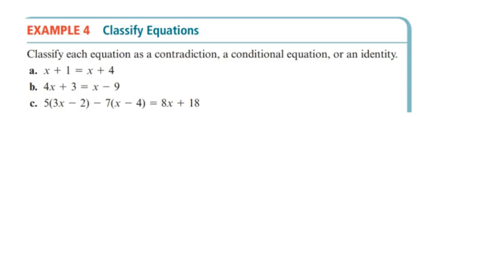All right, so we're going to go over example 4. There's 3 parts to this, and you'll notice that there's 3 different classifications: contradiction, conditional equation, or an identity. So let's look at 3 different examples. You're going to have to work through an equation to be able to determine which classification it fits under.